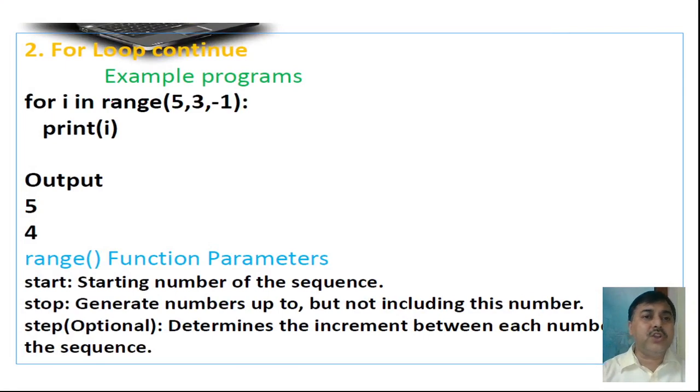Now see another condition: for i in range, 5, 3 and minus 1. Minus 1 means you are going backward. So as we go backward, to print i, first it will print 5. From 5 minus 1 is 4. After that it will go up to 3, but it will not print 3. The same order is maintained: it prints the starting point, and it stops before the ending point.